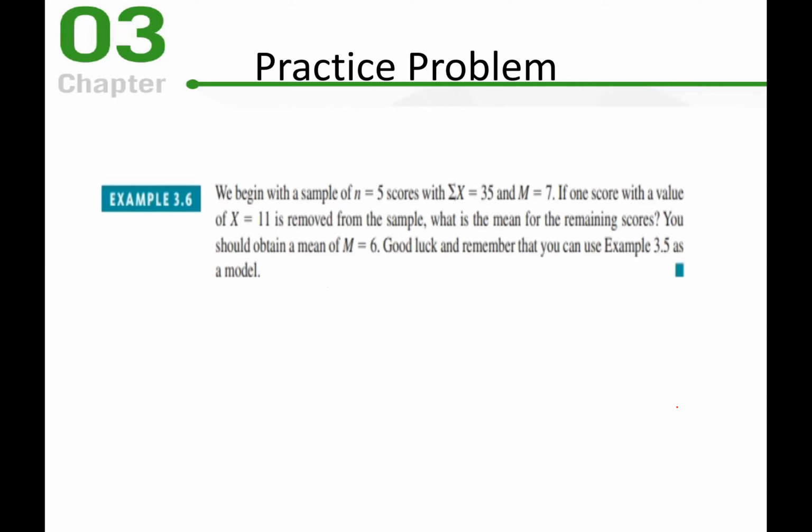So here's a practice problem, right? We begin with a sample of 5 scores. So it's a sample size of 5. And the sum of the scores is 35. And the sample mean is 7. So let's say if one score with a value of x equals 11 is removed from the sample, what is the mean for the remaining scores? All right, the answer is 6, but we're going to show how you get to that, right?